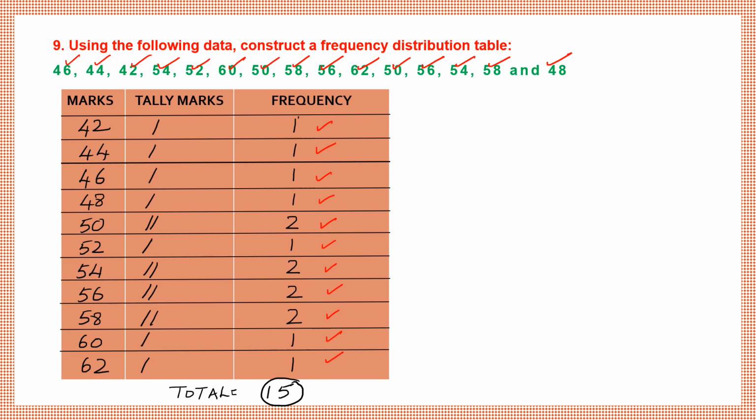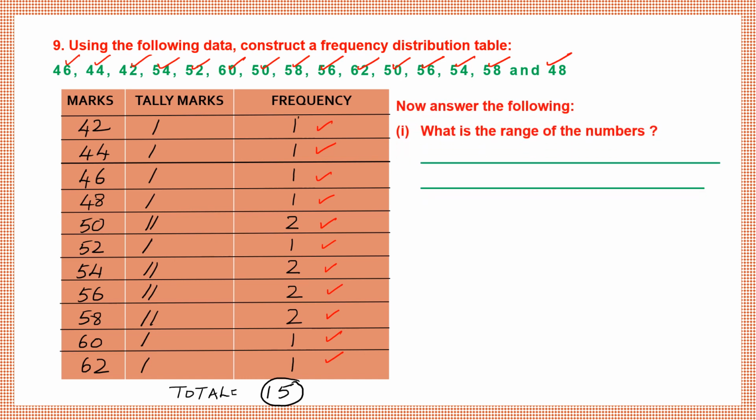Now let's answer questions that are given to us. What is the range of the numbers? Okay, range means highest number minus the lowest number. So highest minus the lowest will give us the range. The highest number is 62 and the lowest is 42, and we could easily find it because we have arranged our numbers in ascending order. The smallest will be the first number and the greatest will be the last number. So 62 minus 42 is 20. So this is the range of the numbers.